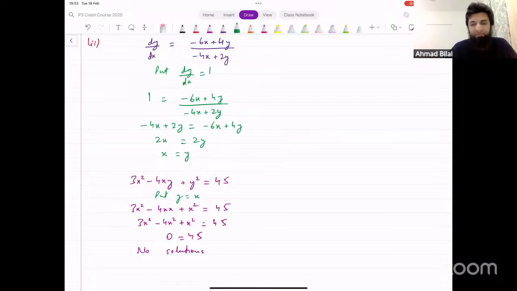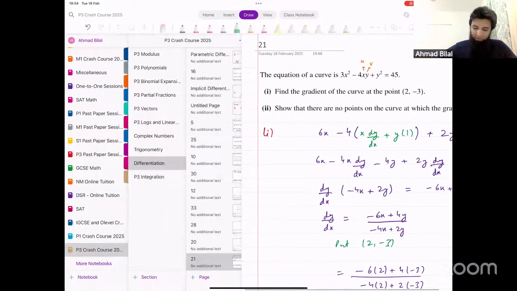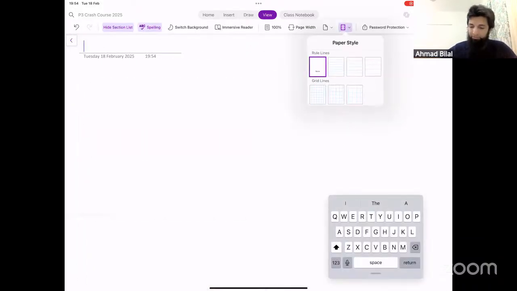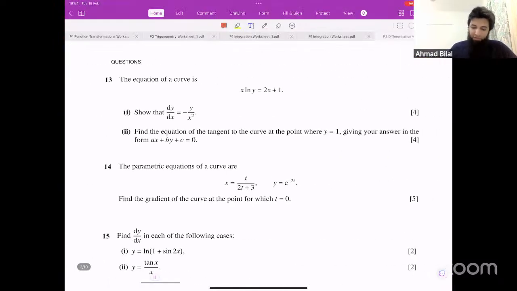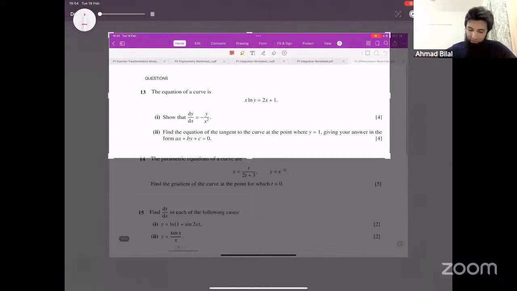Make sense? Can we move on to the next one? Okay, so that was question number 21. Okay, let's do the next one now. Question 13. Question number 13 from the worksheet.